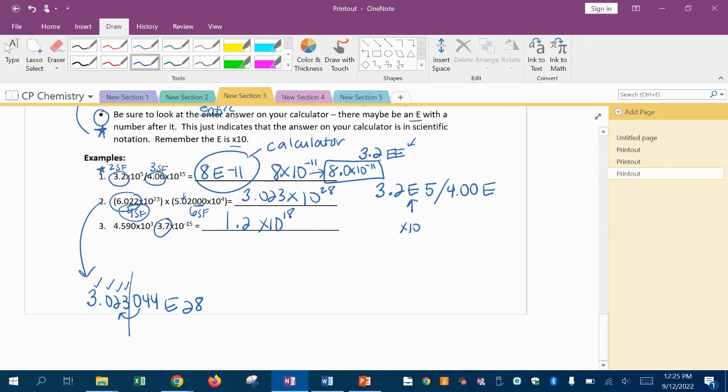Again, you don't need to use any parentheses if you use that EE button on your calculator. So you have to practice these, and if you do, you will be fine. Make sure you ask questions if something isn't clear.